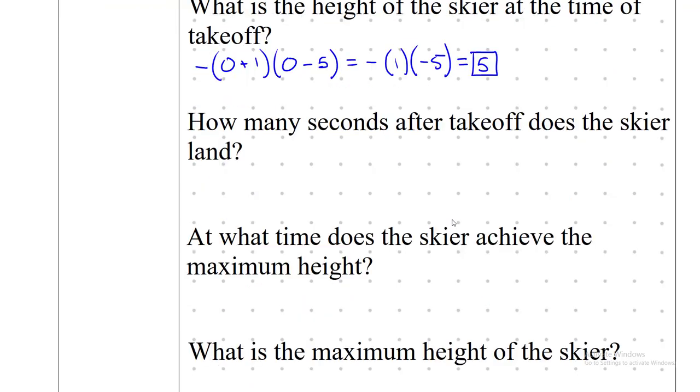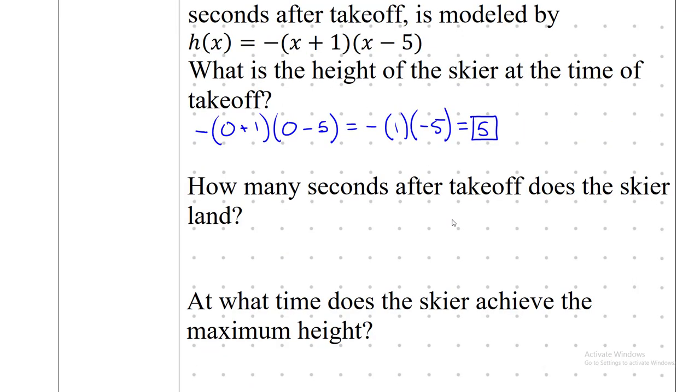How many seconds after takeoff does the skier land? All right, well, that's when my height is 0. So when my height is 0, that's either taking off or landing, and which of them is the one that is landing, right? So I'm using the zero product property here. This is going to be setting h of x equal to 0. So this h of x right here is gone, it's just 0. And let's go ahead and rewrite it down here. This is now 0 is equal to negative x plus 1 times x minus 5.